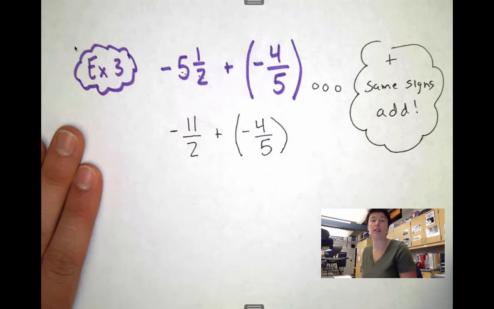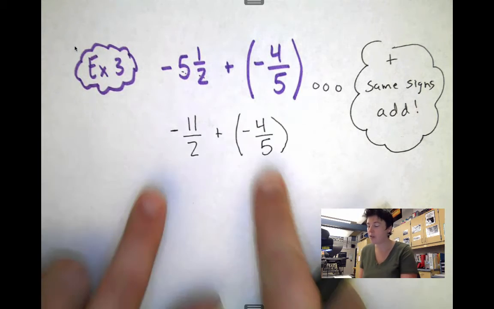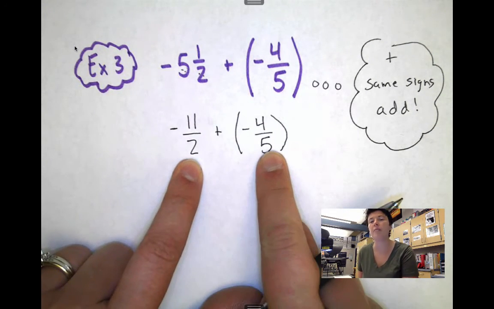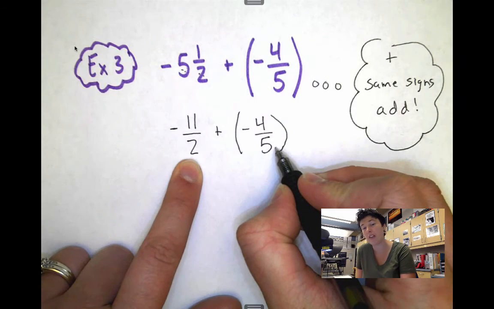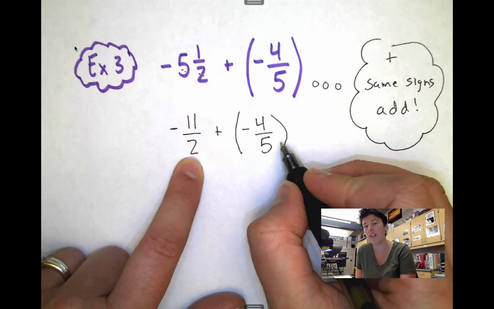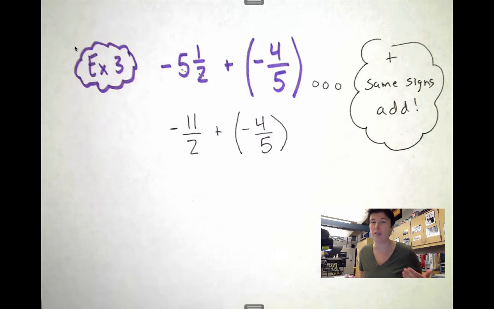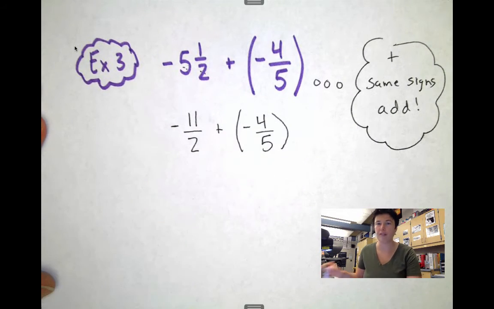And now I know I need a common denominator. So 2 and 5, what's their common denominator? Can I multiply 2 by something to get 5? Could I make 5 my common denominator? And the answer is no, you can't. 2 times 2 is 4. 2 times 3 is 6. You're not going to get a 5. So again, I'm going for the butterfly effect.